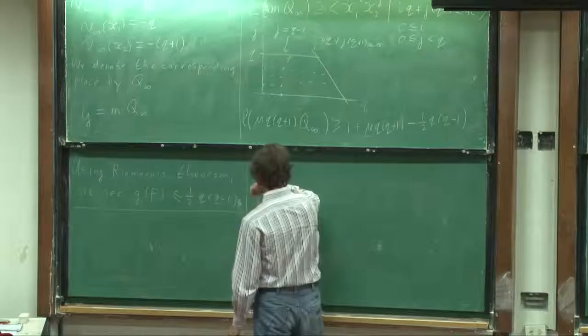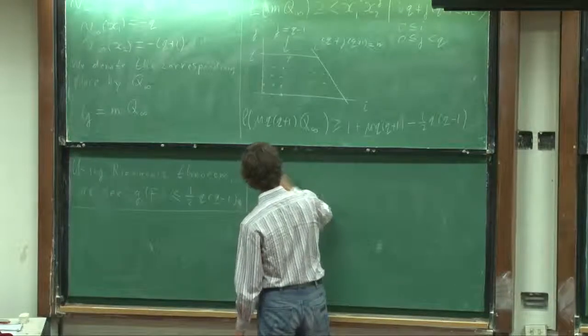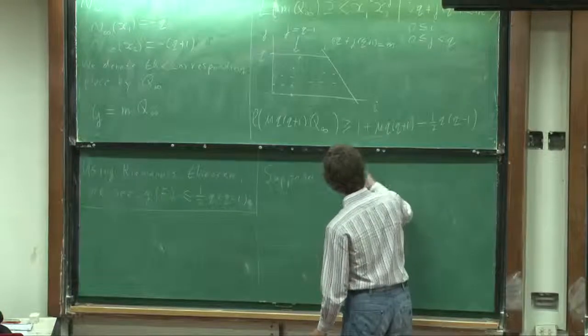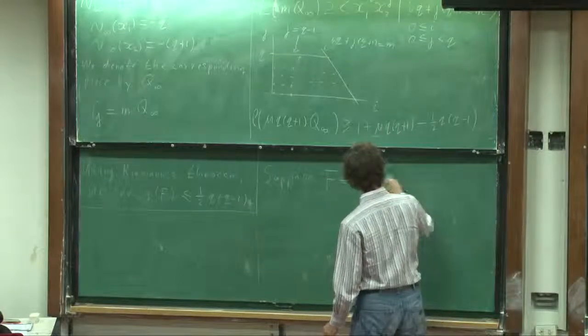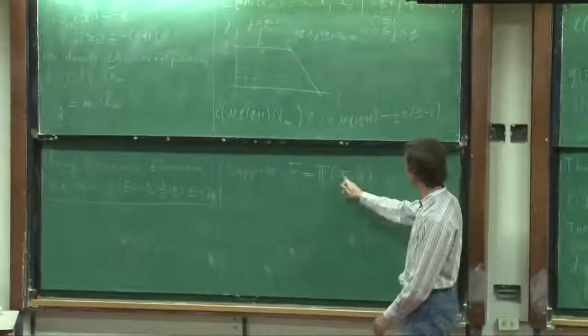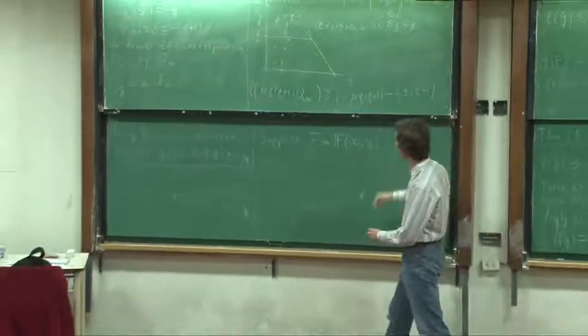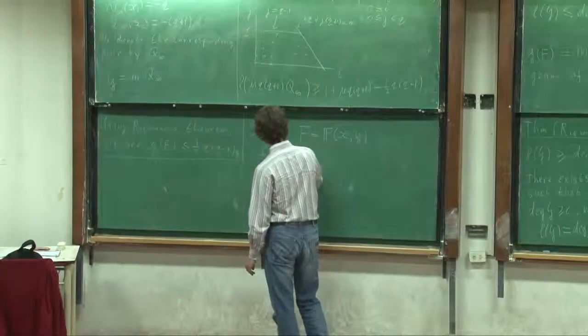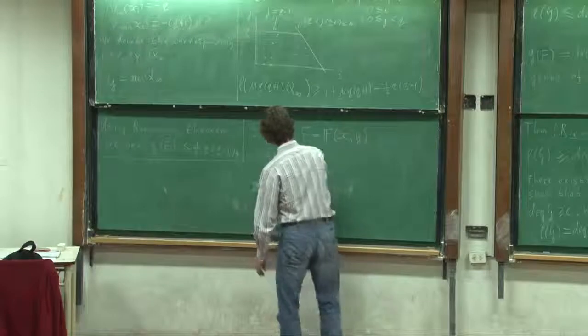The kind of function fields I'm looking at are of this form. We again have two elements generating it. Let me denote them by x and y, so we don't confuse them with the others. And we have some polynomial equation now.